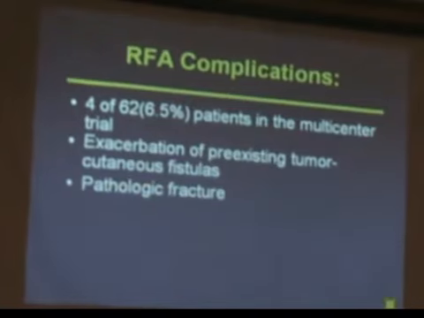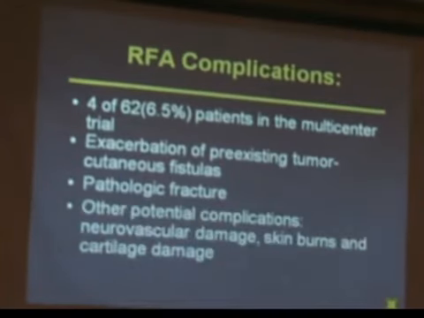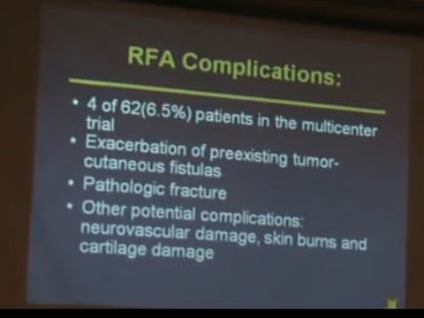These patients can also get pathologic fracture because there's a bone that's already weakened by tumor, and we're weakening it further with ablation. And there are other potential complications. You can have neurovascular damage, skin burns, and cartilage damage if it's being done near a joint.